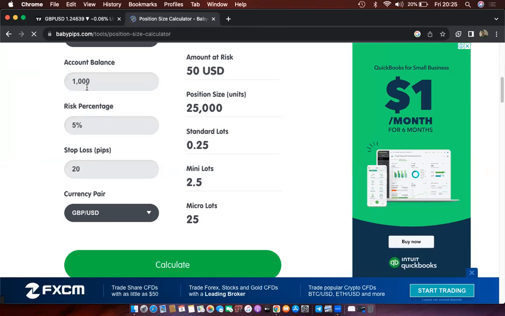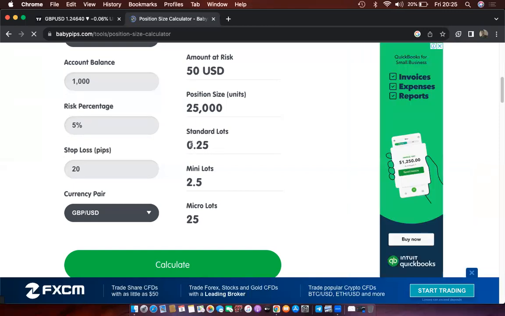Now you can play around with this according to the way you think and according to your risk management strategy. In the next video I'm going to show you guys how you can break this down, or how you can use something called a cost averaging system to be able to enter your trades well.